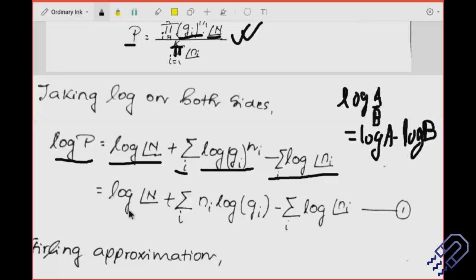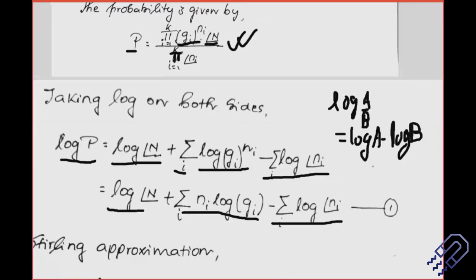And then we can write this down again, and there is a power. Log of a to the power b can be written as b log a, so I can bring it to the front: ni log gi minus log factorial ni. Now I'm going to use an approximation. You know, factorial of something can be written in a different form altogether, and that is called the Stirling approximation. I'm not deriving the Stirling approximation, but we are going to use it.